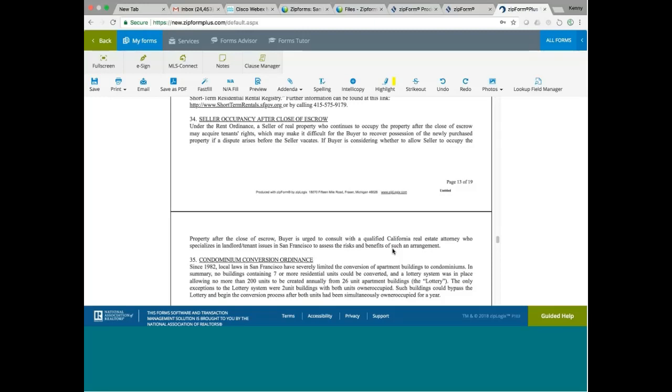If it's 30 days or more, seller becomes a tenant. If it's less than 30 days, seller does not become a tenant. The difference between the two is that when seller becomes a tenant, seller will have all kinds of rights that a tenant will have within the city of San Francisco. So you have to be very careful about that.